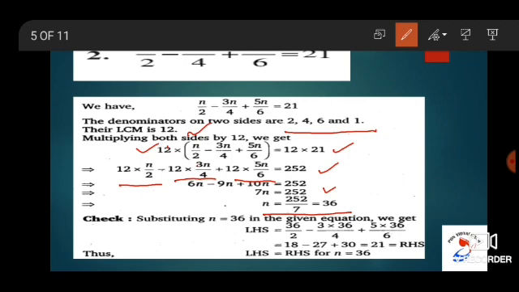The value for n is 252 divided by 7, that is 36. Now, substituting the result of n as 36 in left hand side and right hand side. When I substitute that in the left hand side, it will give me the result as 36 by 2 minus 3 into 36 by 4 plus 5 into 36 by 6, that is equal to 18 minus 27 plus 30, that is equal to 21. Hence it is solved for left hand side as well as for right hand side.